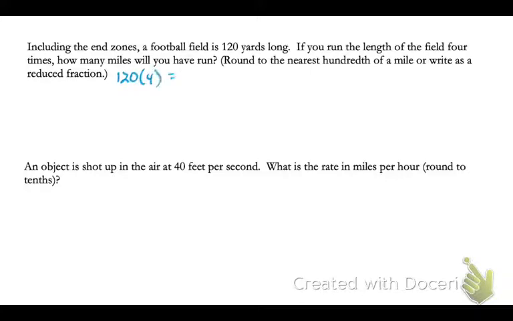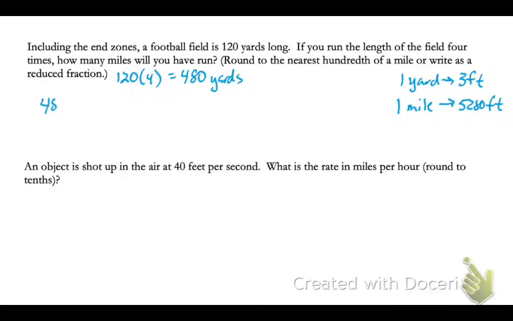So we will be running 480 yards. Now look at your conversion factor table and let's figure out how we can convert yards to miles. So we have a factor that will convert miles to feet, and then we have one that can convert feet to yards. So let's use those two conversion factors. So 1 yard is equivalent to 3 feet, and 1 mile is equivalent to 5,280 feet.